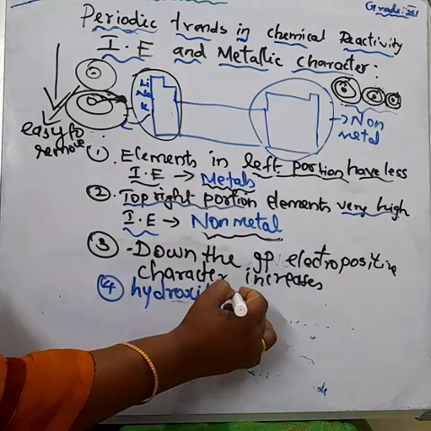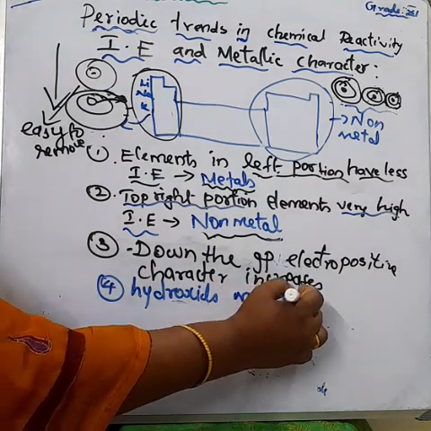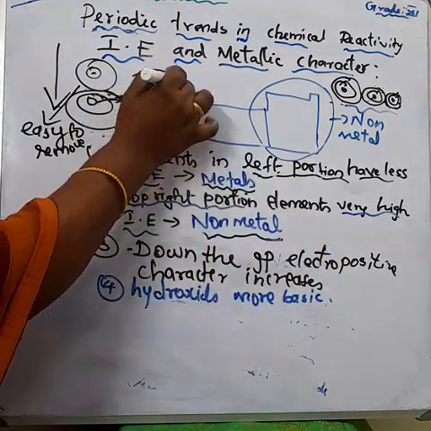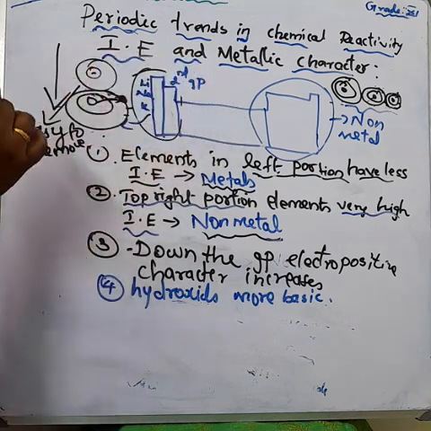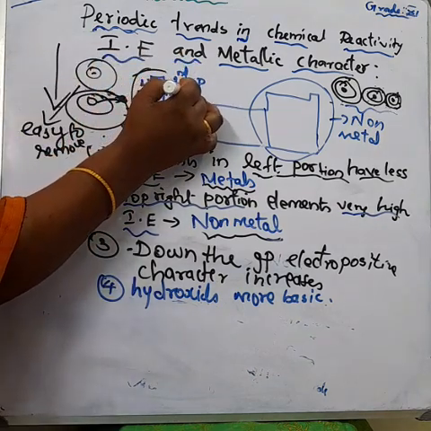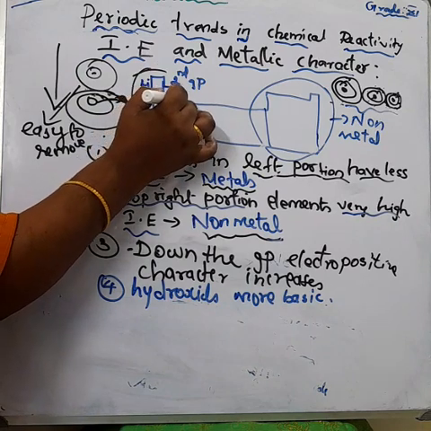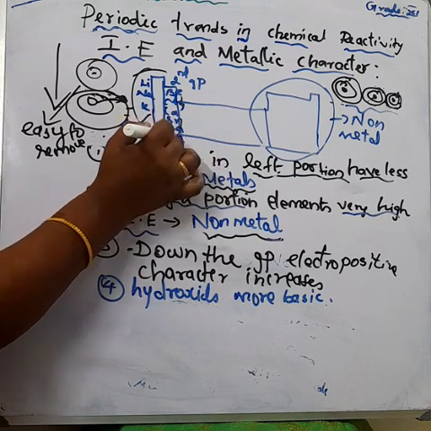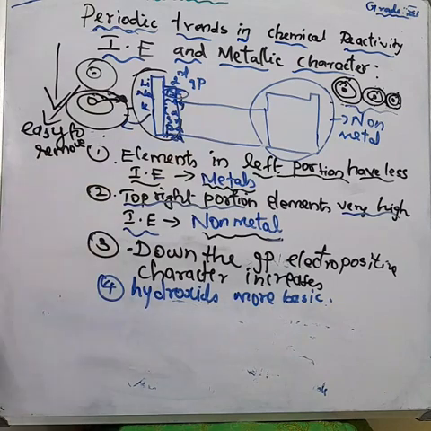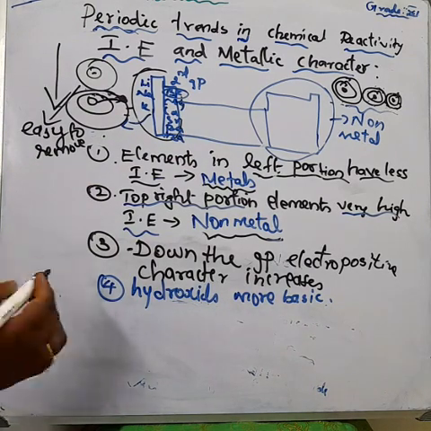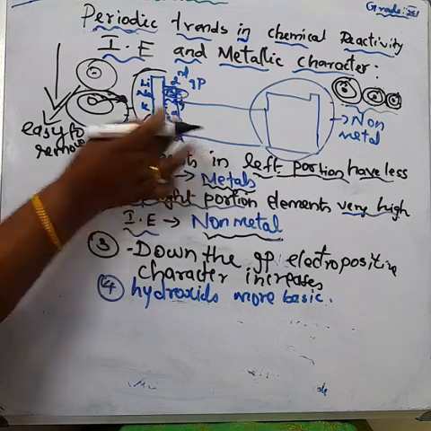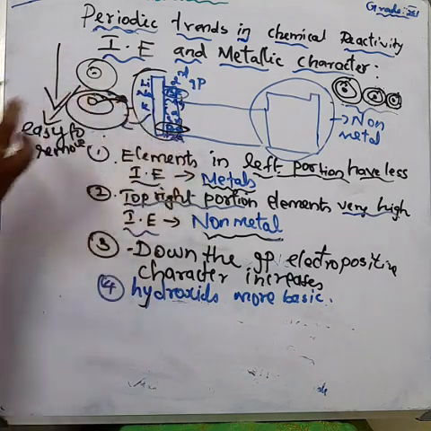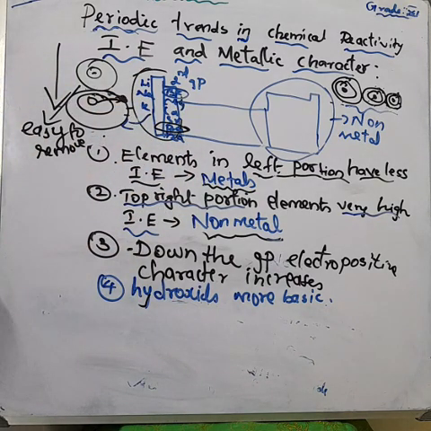Okay, for example, let us consider the nature of the second group hydroxides. What are the second group elements? Beryllium, magnesium, calcium, strontium, barium and radium. Here beryllium is the first element of the second group. Radium is the last element of the second group. Okay, when we are moving down the group, the hydroxides become more basic.